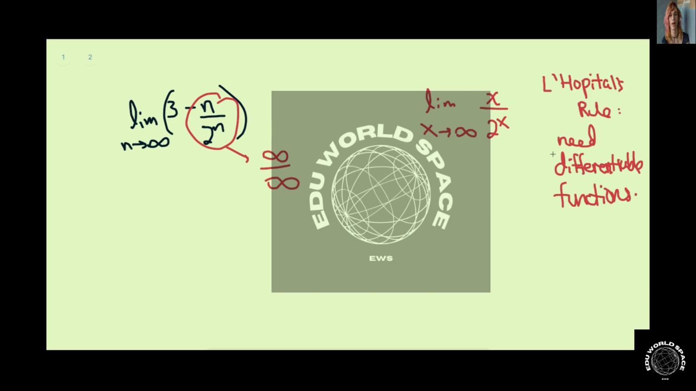So here I'm just replacing n with x. So I have all real numbers; x could be any real number. And then for something like this, we can use L'Hopital's rule because we have infinity over infinity, as we pointed out. The derivative of the numerator x is just 1, and the derivative of the denominator is 2 to the x times ln of 2.